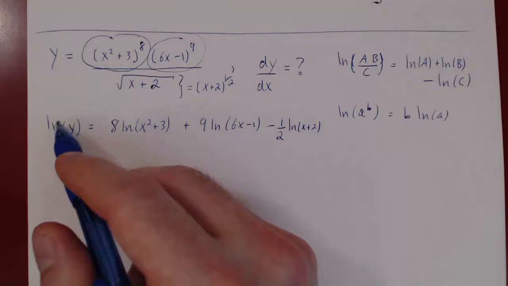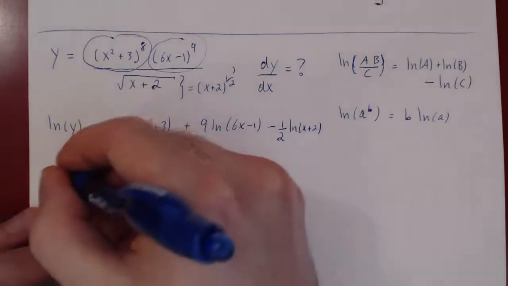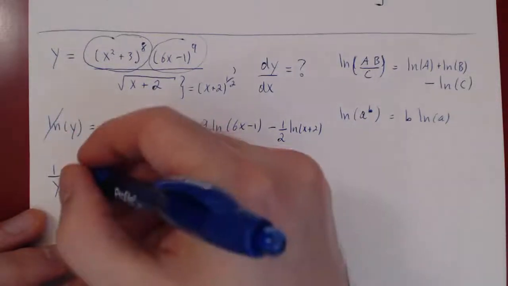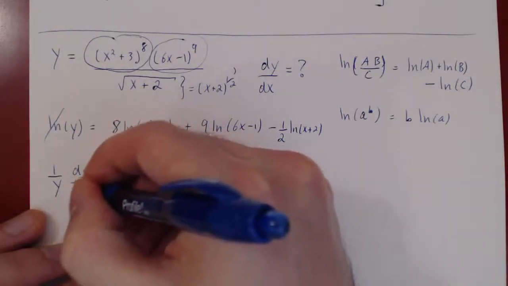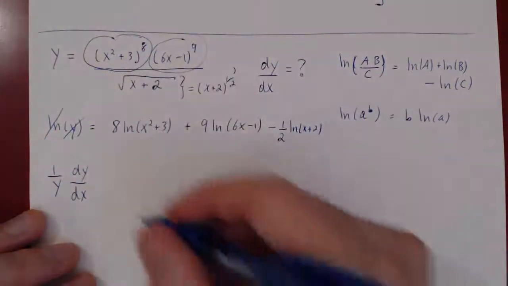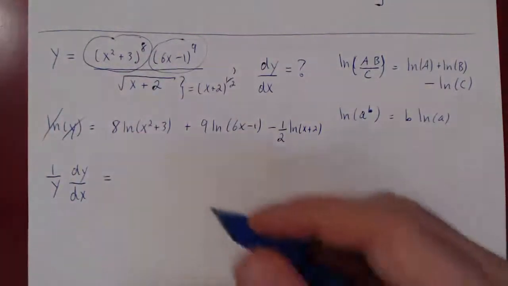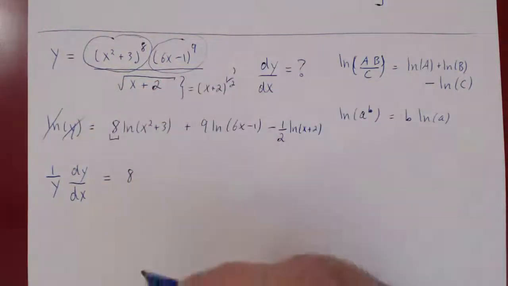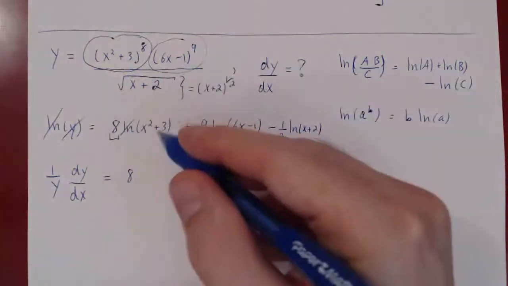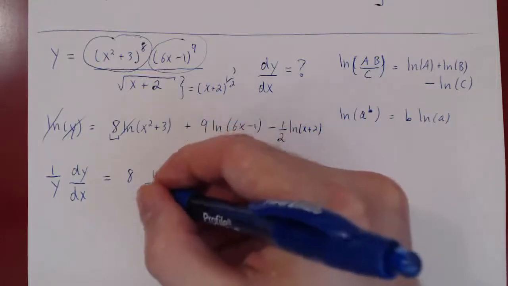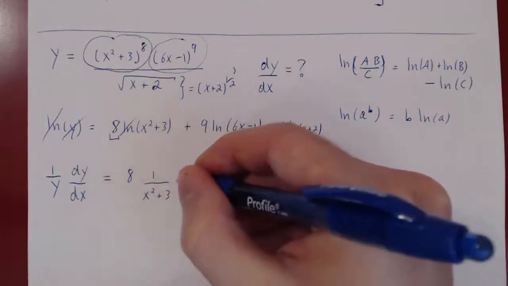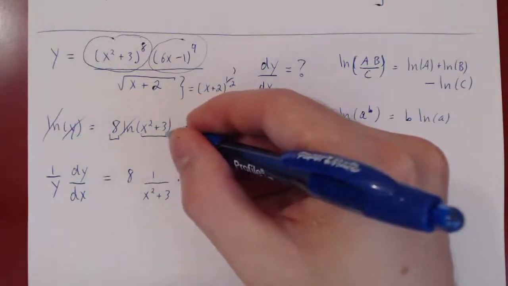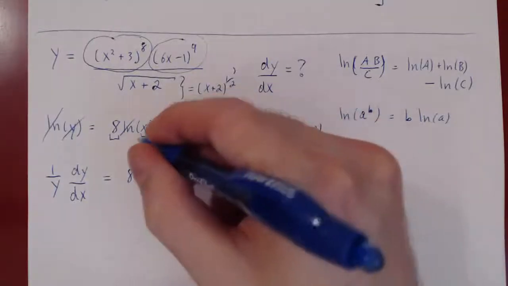The derivative of ln is 1 over what's inside, so 1 over y, chain rule, times the derivative of the inside, which is dy over dx. And that's equal to 8, a constant multiple, so it just stays there, times the derivative of ln, which is 1 over what's inside, so 1 over x squared plus 3, chain rule, times the derivative of the leftover function. The derivative of x squared plus 3 is simply 2x.